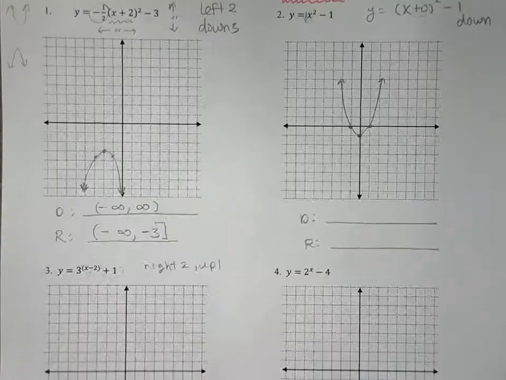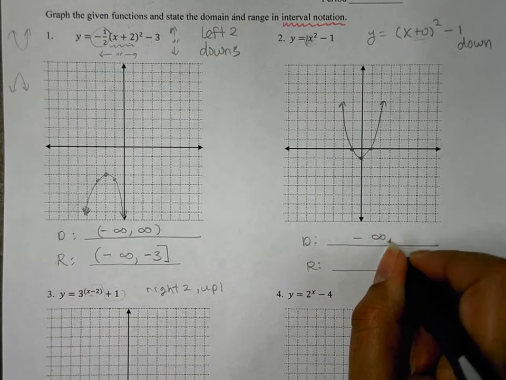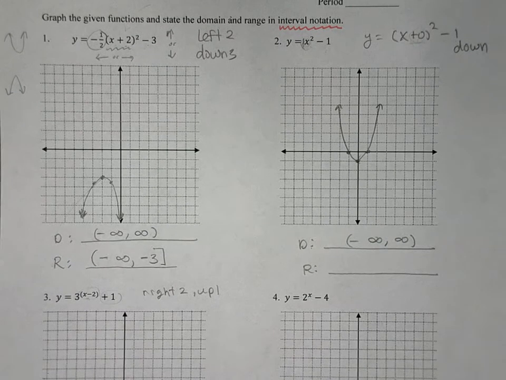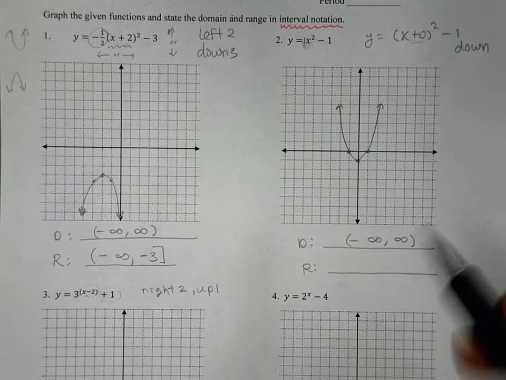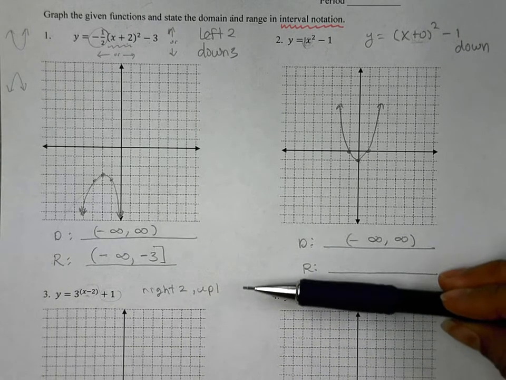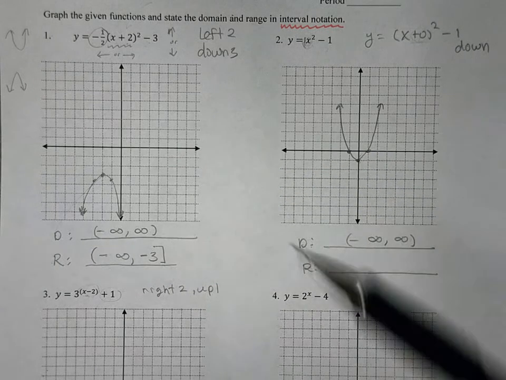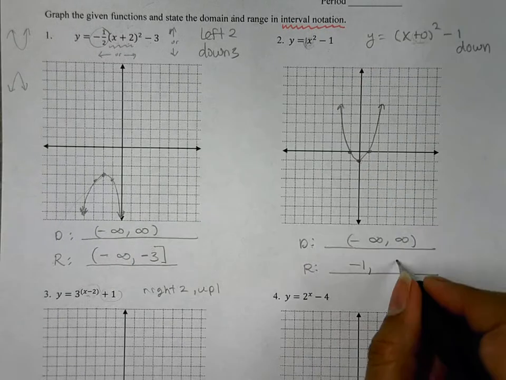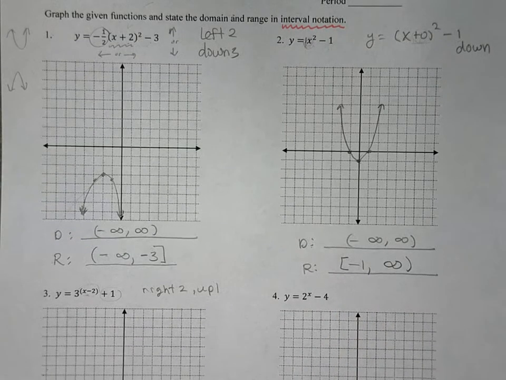Okay, like I said earlier, because it's a parabola and there's no restriction, the domain's always going to be negative infinity to infinity, all real numbers. It goes right forever, it goes left forever, negative infinity to infinity. The range, I come from the bottom, and I don't put negative infinity on this one because it's not going downward forever. The very first y value I have is -1, and then it goes up forever, so then I put the infinity. And brackets on the -1 because there's not an open circle.